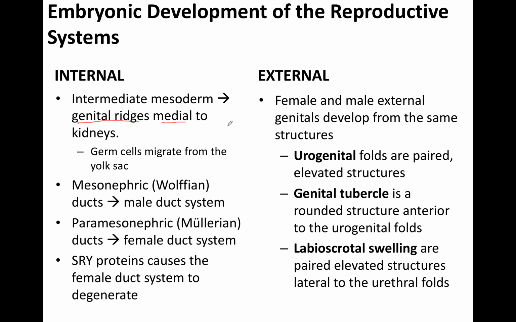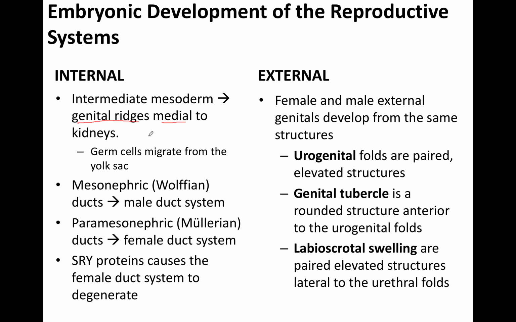Okay, so if you guys remember, you have these long tubes that create the nephrons. So just medial to that, you're going to start to form some genital ridges. An interesting thing is that the germ cells, the cells that are going to form the sperm and the eggs, actually migrate from the yolk sac, which is outside of the body, and then gets pulled into the body during the folding of the gut tube.